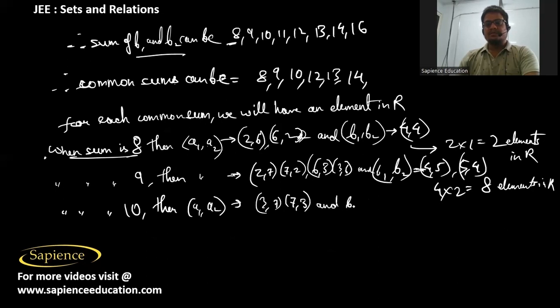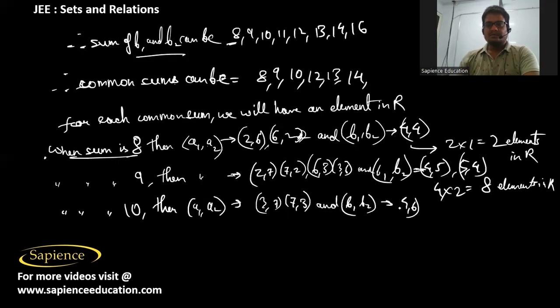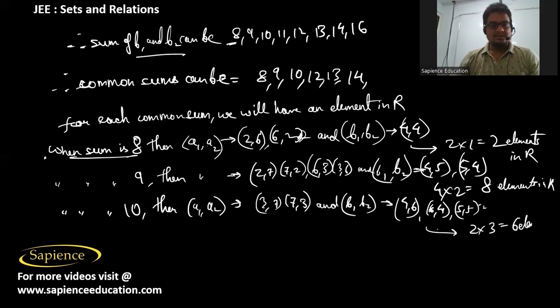And b1 comma b2 can be 4 comma 6, 6 comma 4 and 5 comma 5. So here we will have 2 elements and here 3 elements. So 2 into 3, that is equal to 6 elements in the relation R.